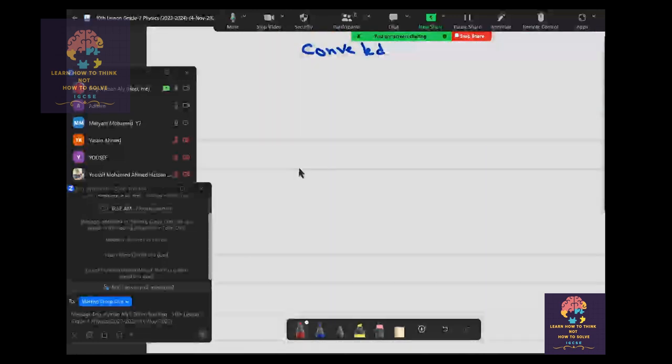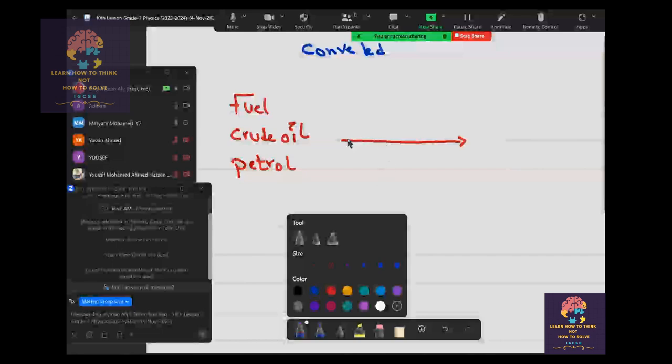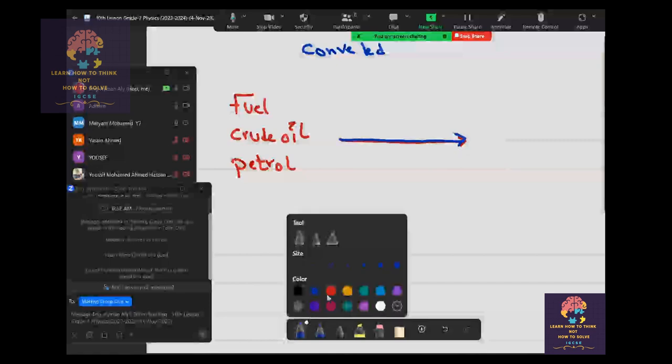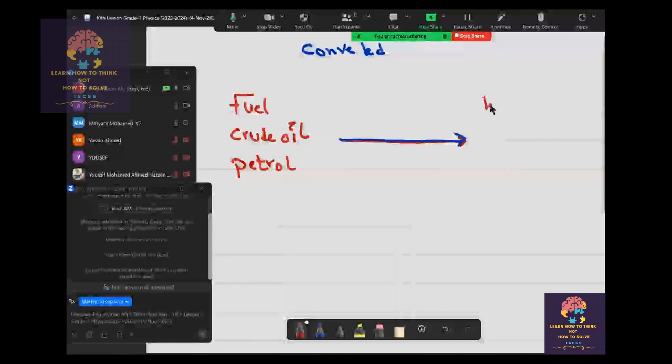Another example. If I have fuel, for example, we said last time fuel. It is the same as crude oil, the same as petrol. All of them are the same type, right? All of them contain chemical energy. So it can be converted into what? It can be converted into kinetic energy. Yes, we can convert the chemical energy inside the fuel into many types of energy, like kinetic energy, if I use the fuel to make the car move, right? And also thermal energy.